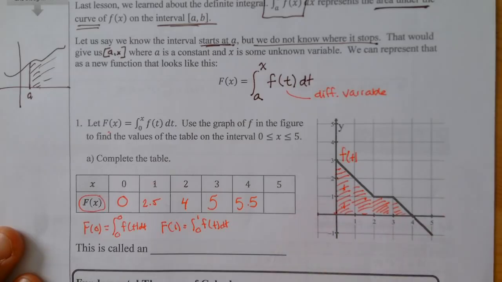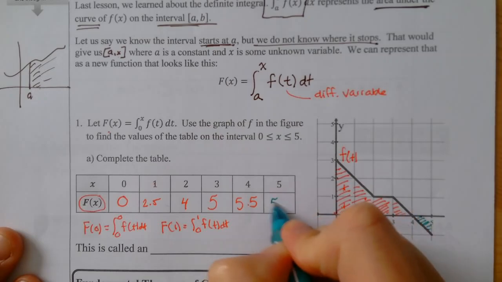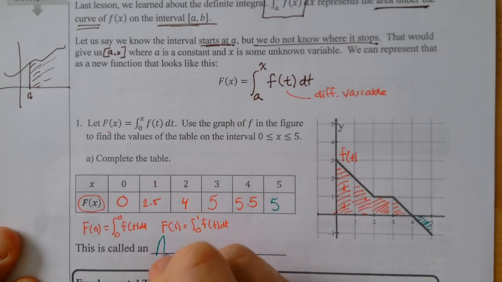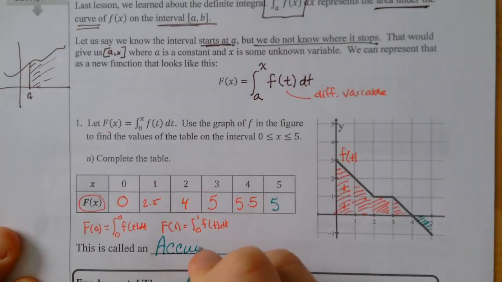And then I'm going to go to 5. Oh, be careful. This area is under the x-axis. So remember, we're taking that away. This is positive area we're accumulating. Now we're going to take this away. And again, it's a change. We're taking the change away. So I'm going to make that a 5. I'm going to lose that 5. So what we call this is an accumulation function.